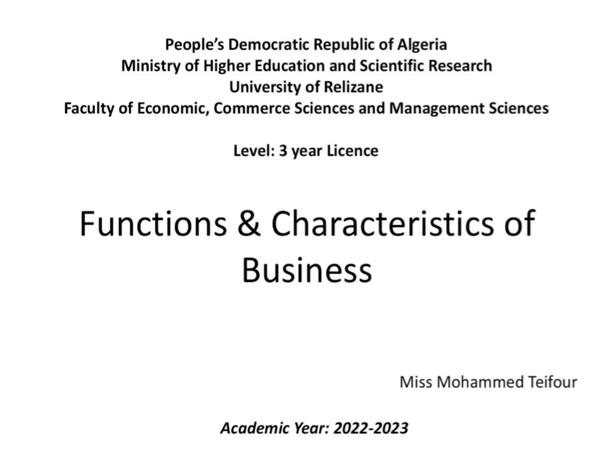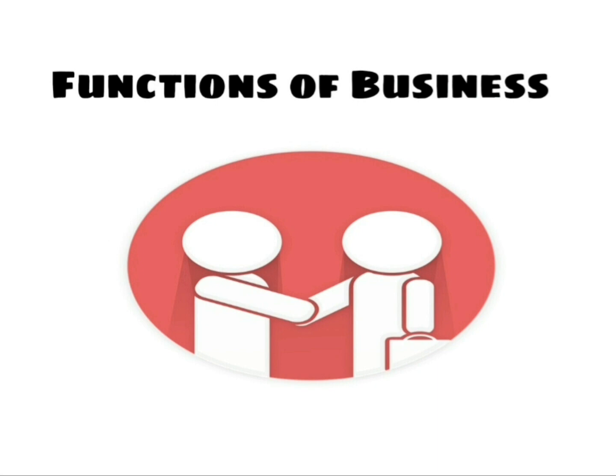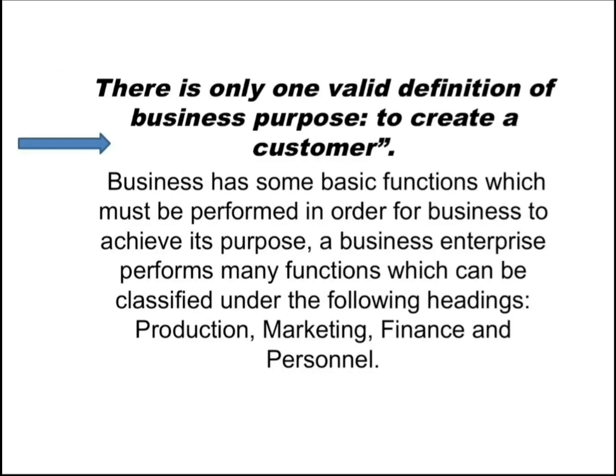After discussing the nature of business and the different forms of business organization, and also we spoke about objectives of business, today we're going to talk about the functions and the features of business. First, let's talk about the most important functions of any business. Actually, we have to know that there is only one valid definition of business purpose, which is to create a customer. Accordingly, business has some basic functions which must be performed in order for business to achieve its purpose.